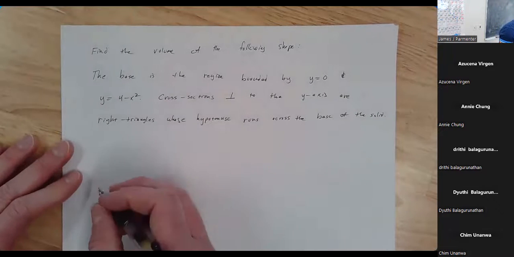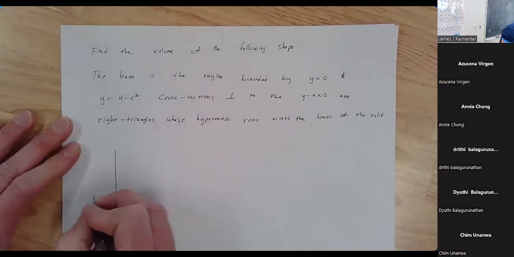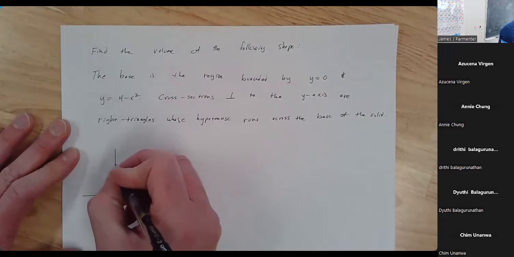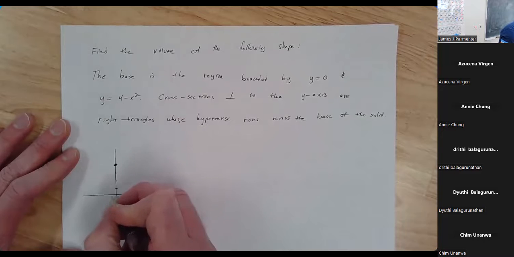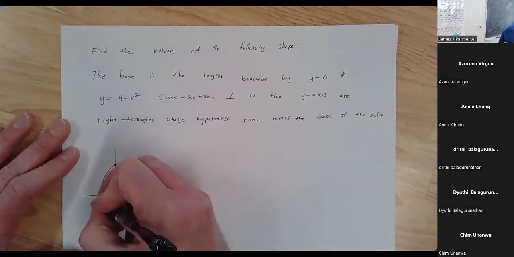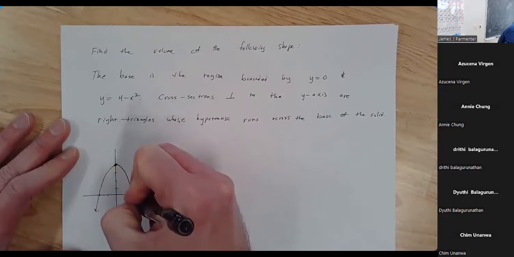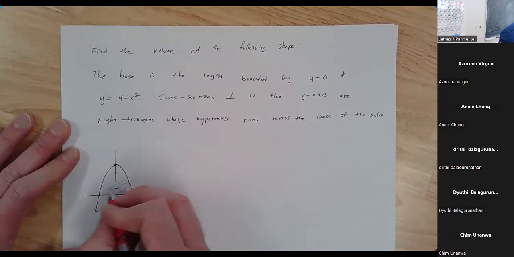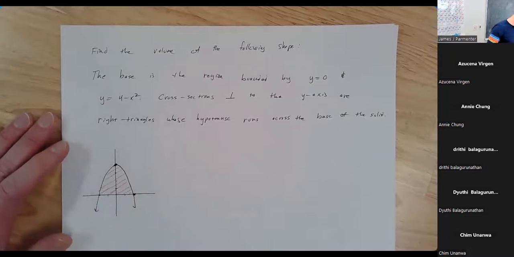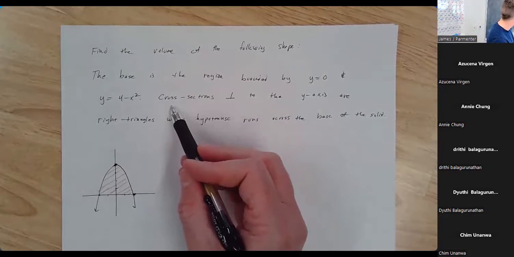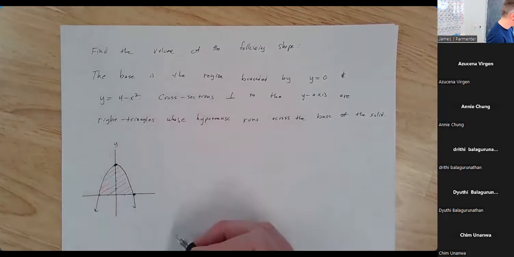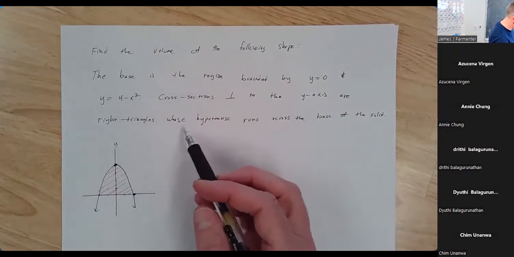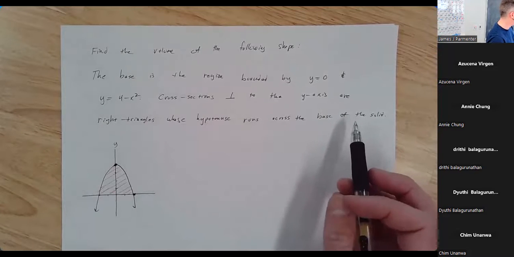So I have my base, which I'm going to draw in two different ways. So here's the first. y equals 4 minus x squared, a downward opening parabola, y-intercept of 4, x-intercepts of 2 and negative 2. I drew more than I needed. So here is the region I'm looking at. And then here's what we're saying. Cross sections perpendicular to the y-axis, so running parallel to the x-axis, are right triangles whose hypotenuse runs across the base of the solid.